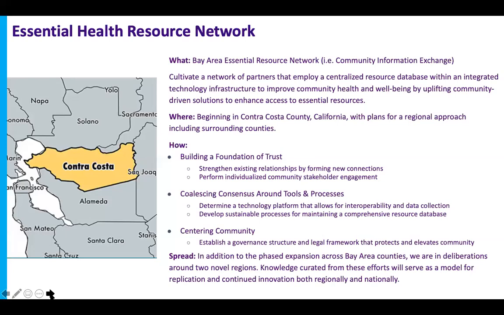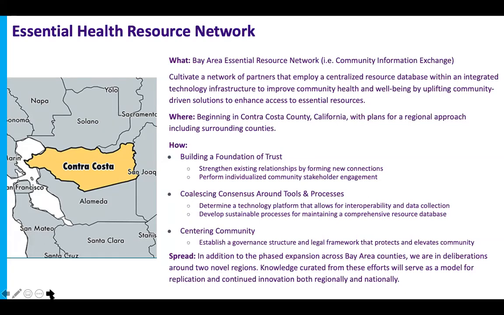And this is really focused within Contra Costa County, a county in Northern California within the Bay Area. And before I delve into what the community information exchange build is looking like, I just really want to, again, do some grounding around COVID-19.